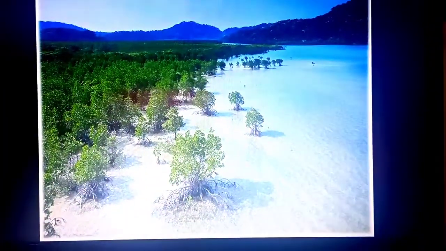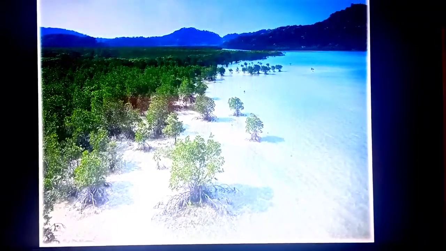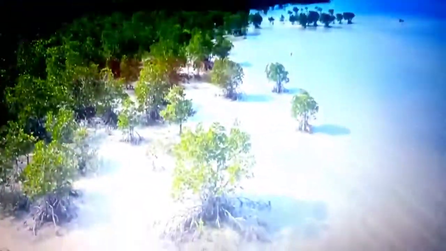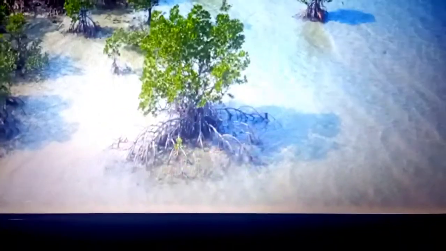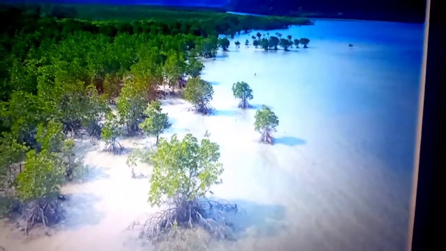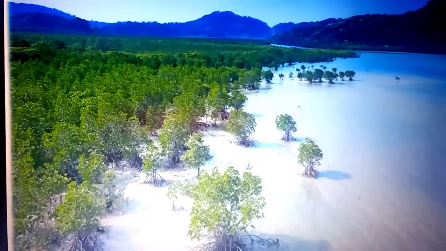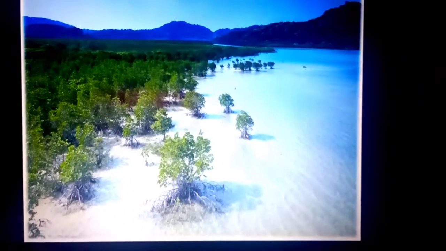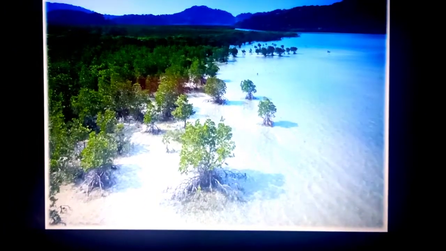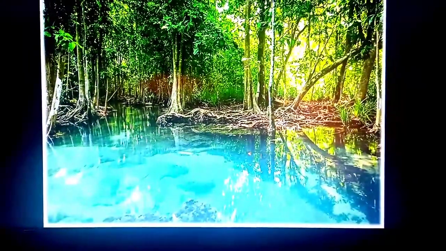See, this is a picture of a mangrove forest. I'll take it closer. You can see the roots, the breathing roots. See how beautiful it looks. One more picture.